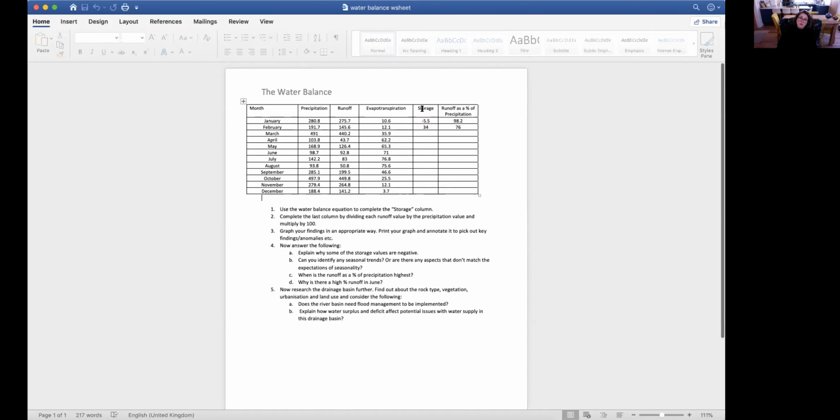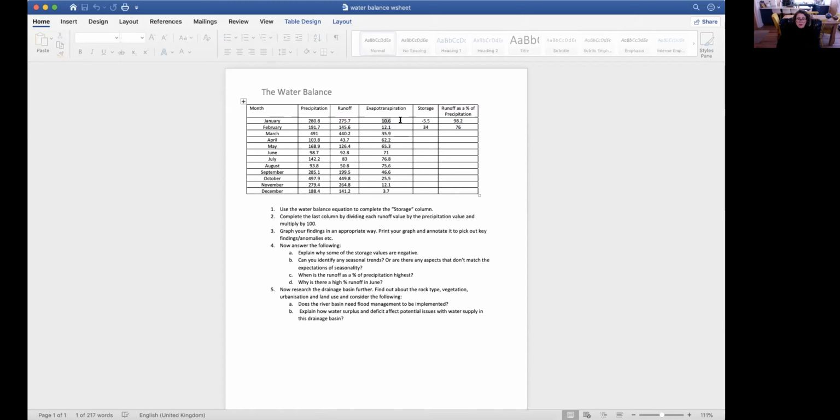So you only have to fill out the final two columns. The storage is quite simple. The storage is what is being stored in the pore spaces in the soil, okay, in the gaps. So you do the precipitation, the rainfall, you minus the runoff, because the runoff is the water that has run away over the surface of the soil and isn't being stored. Hopefully it's running to the river where it will be carried out to sea.